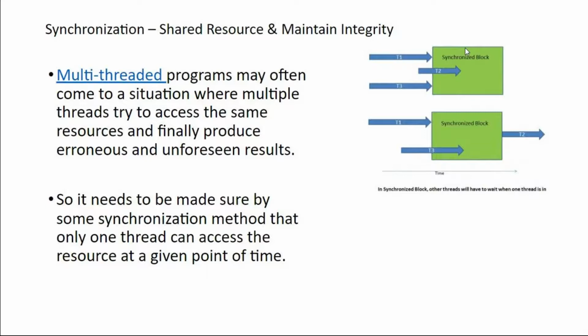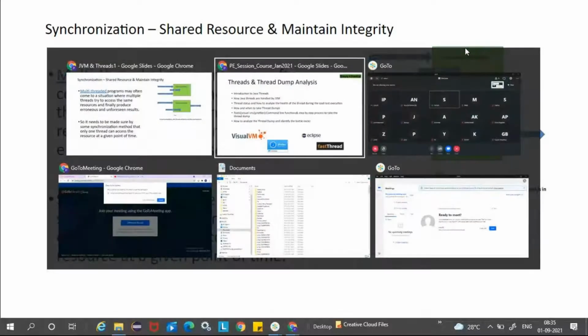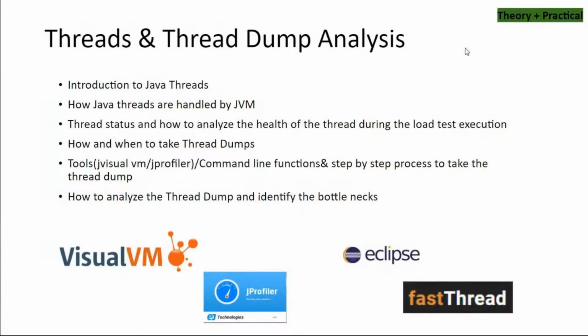We'll also go and fix the problem again, and then see what is the impact. Okay, that is what we are going to look into from a thread dump analysis. For this, again, we will use VisualVM, we'll use Eclipse, we'll use JProfiler, we'll use fastthread.io, a combination of certain tools to analyze the threads and thread dumps.